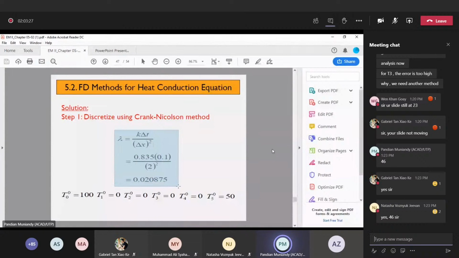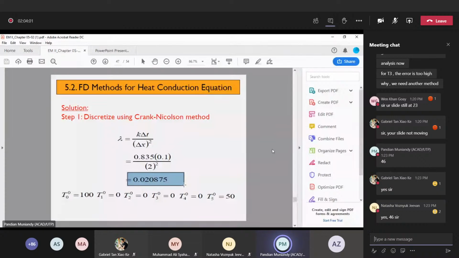You see, you must practice this. Otherwise, you will face difficulties in the future. So lambda equals k del t divided by del x squared. So what is your k? 0.835. What is del t? 0.1. What is del x? 2. So 0.835 multiply 0.1 divided by 2 squared, 4, you should be able to get 0.020875. Okay, make sure you get this value.